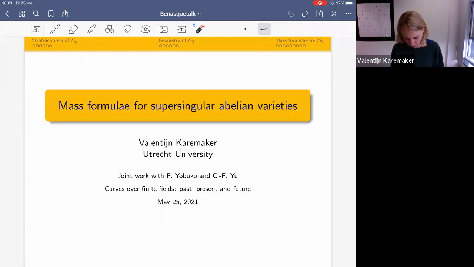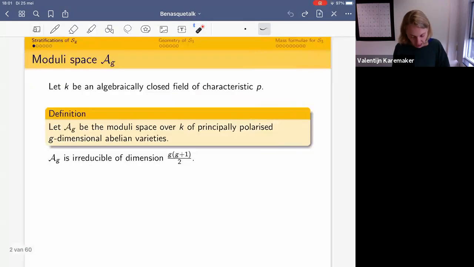All right, so let's start generally and fix an algebraically closed field K of characteristic p. And then, like this morning, we let A_g be the moduli space over K of principally polarized g-dimensional abelian varieties. And we know this is irreducible of dimension g(g+1)/2. And we can put various stratifications on it.